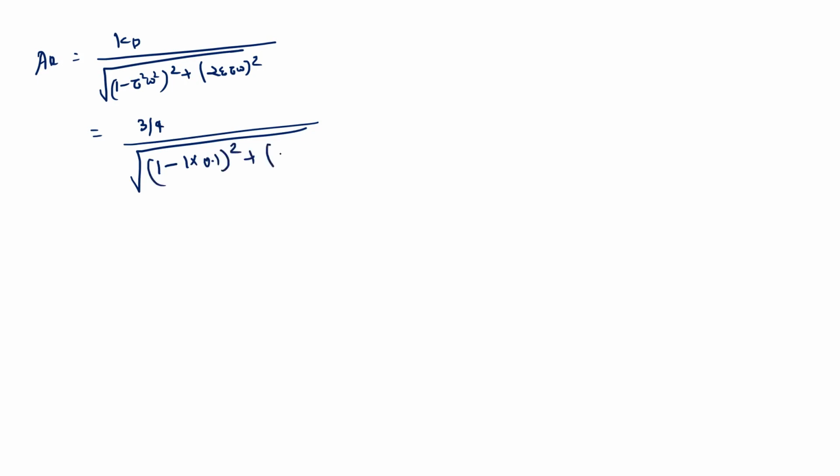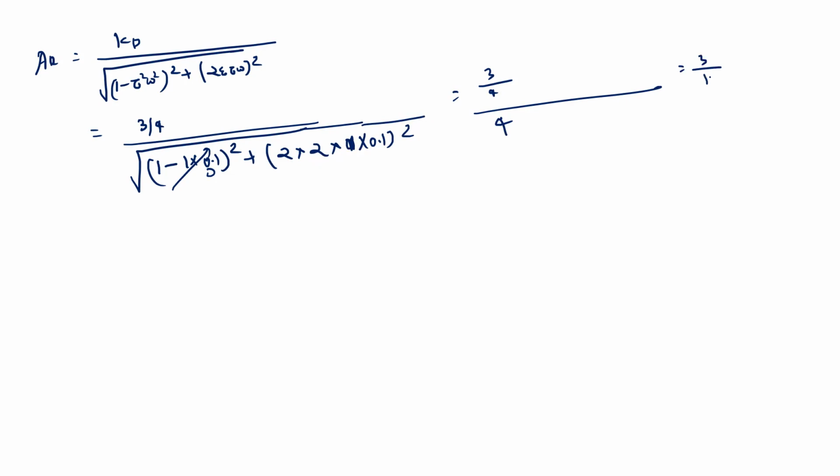Fine. So whole square plus 2 zeta, zeta is 2, tau is 1 and omega is 0.1 whole square. So this one is your 0. So that is 3 by 4, right? Divided by 1, so 4 square. So this will be equals to 4. That is equals to 3 by 16.